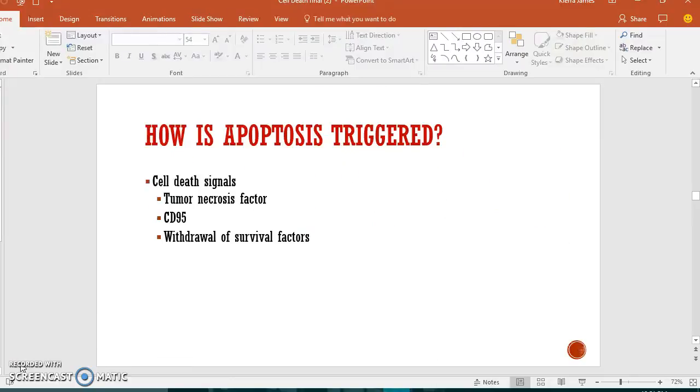How is apoptosis triggered? One well-known cell death signal is CD95. CD95 is a protein on the surface of infected cells in the human body. When cells are infected by certain viruses, cytotoxic T lymphocytes are activated and induce the infected cells to initiate apoptosis. Also, apoptosis can be triggered indirectly by the removal of survival factors, and the major site that plays a role in this is the mitochondria.